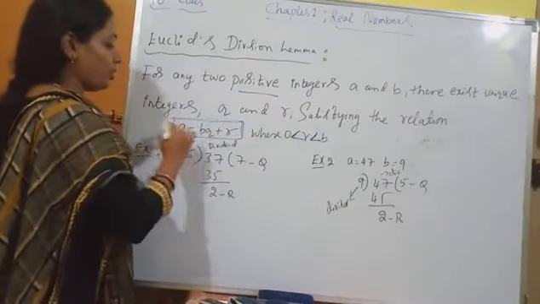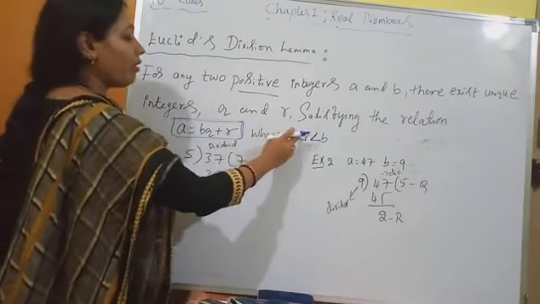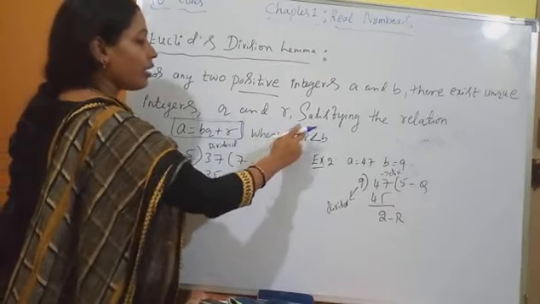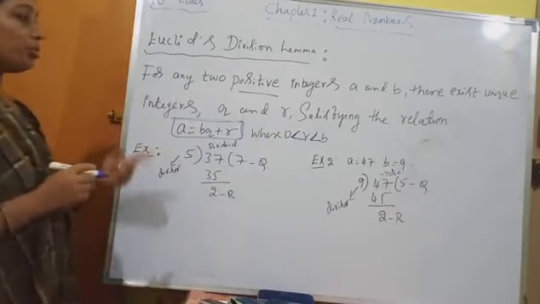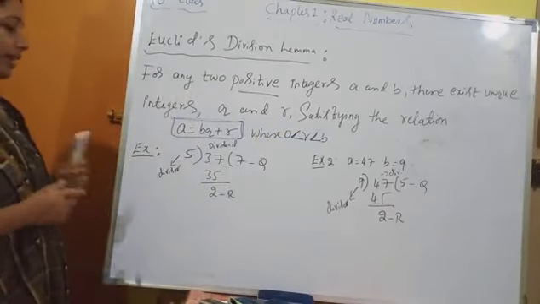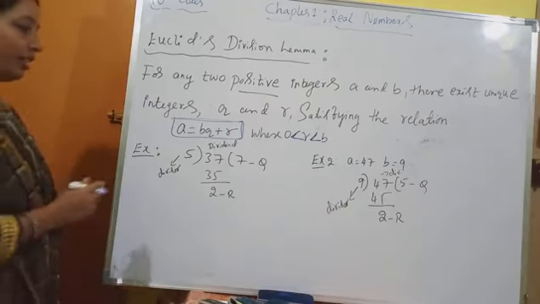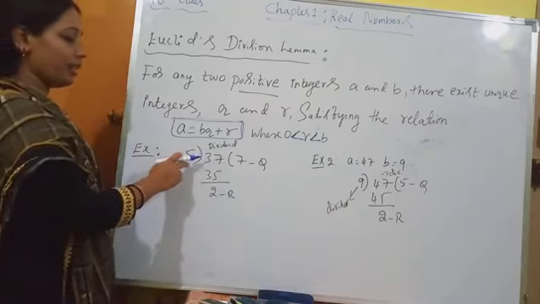a = bq + r, where r is greater than or equal to 0 and less than b. So we will understand through some examples. Let us take 37 divided by 5.